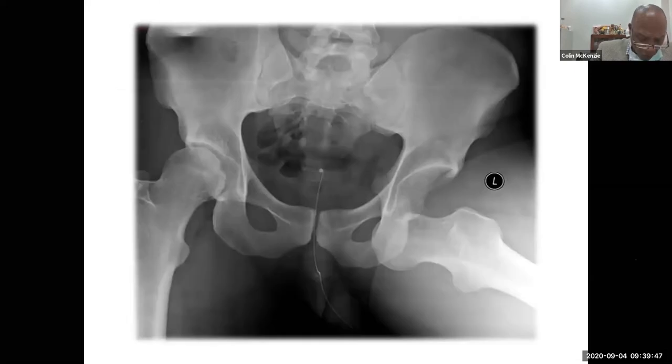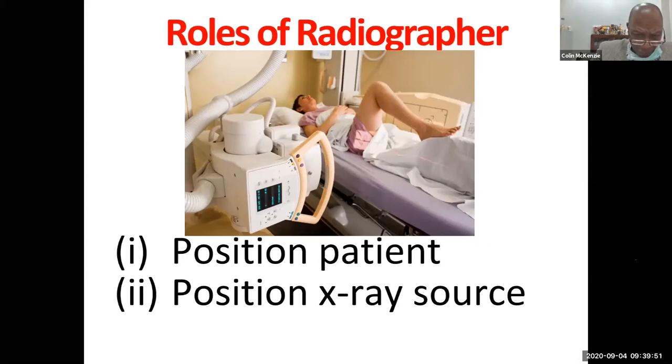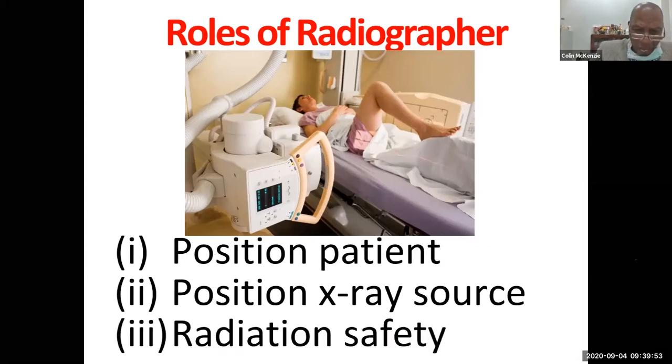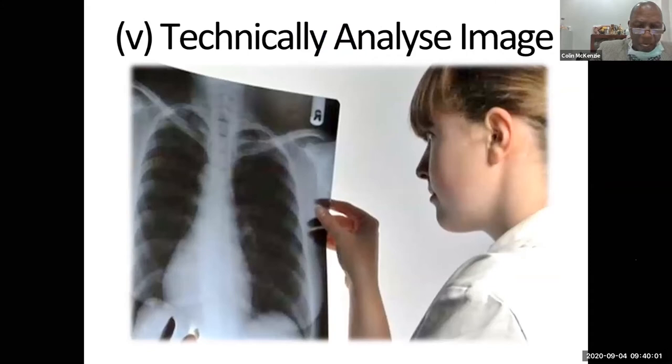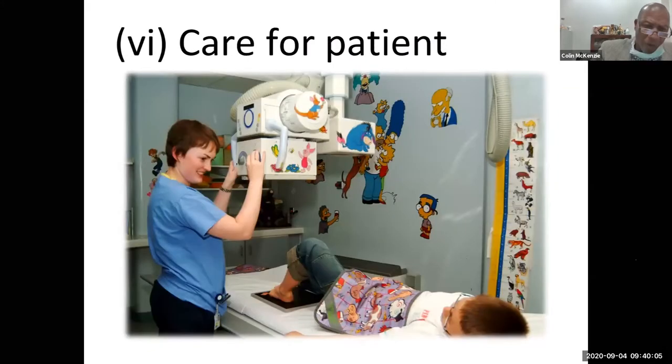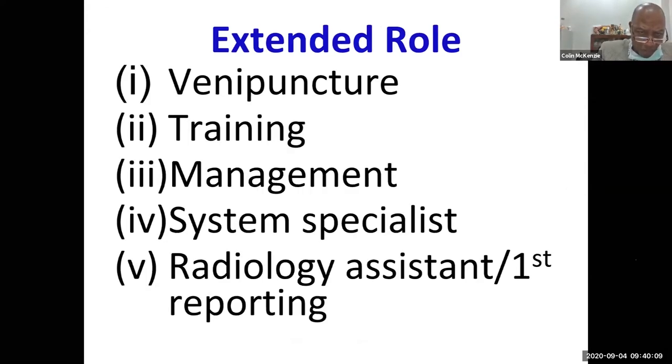And our role as radiographer is to position the patient, to position the X-ray source, and to make sure the radiation is applied safely, to assist the radiologist, to clinically analyze the image, and to care for the patient, all right? And we have extended roles, which are venipuncture, training, management, system specialists, and radiology assistant reporting, right?